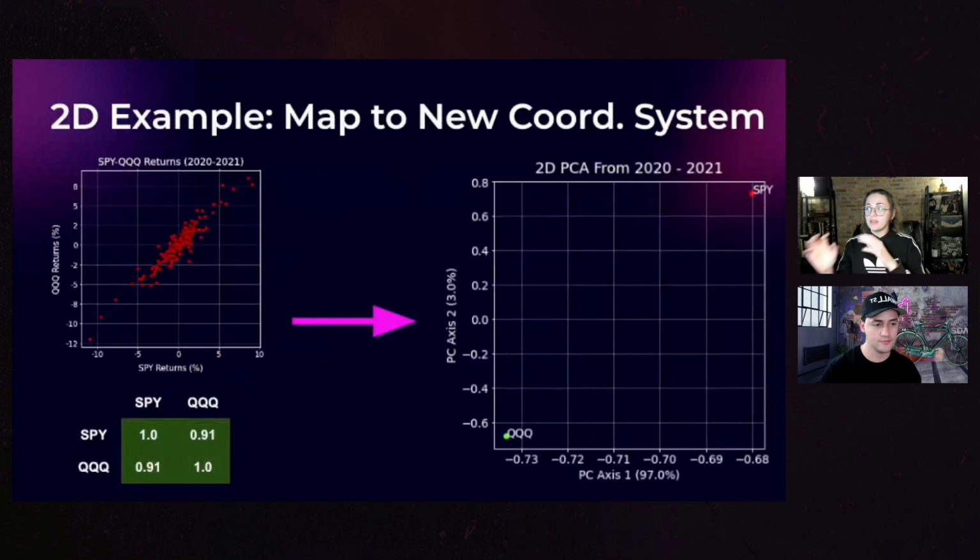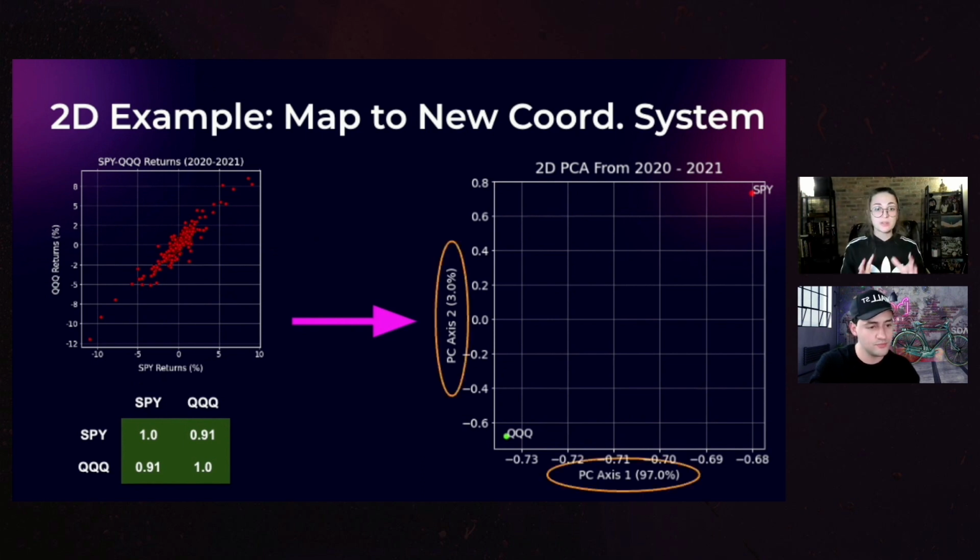So in the example of the 2D case, we have our SPY returns and our QQQ returns, which can also be represented with that correlation matrix. When we map it onto our new coordinate system, where each axis represents one of our principal components, you have SPY on one side and QQQ on the other side. So we've taken all these returns data, this correlation matrix, and plotted them into a new visualization where each axis now contains a certain amount of information about our original data set, right? Make sense?